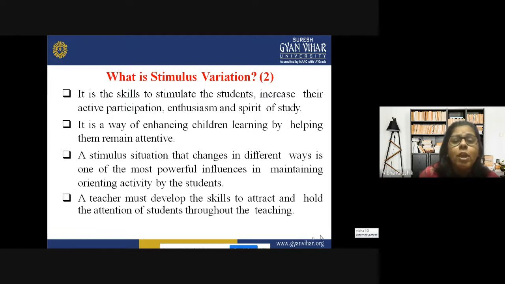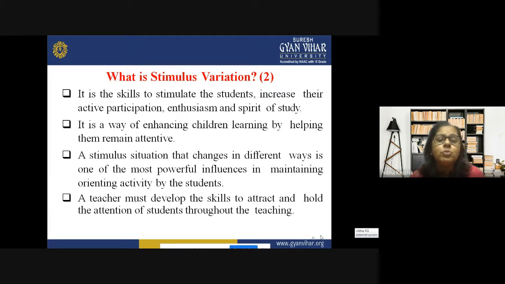It is a way of enhancing children's learning by helping them remain attentive. In that way, we are making the students attentive, as there will be changes, there will be variations, and that will draw the attention of the learners, and at the same time the teacher will help to sustain the attention of the learners, and that's why they will become attentive in the class.